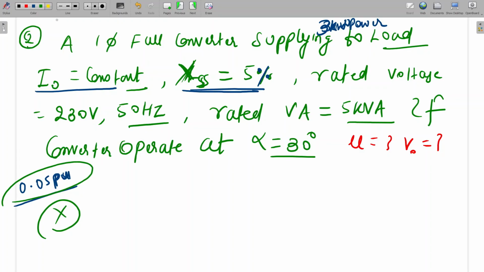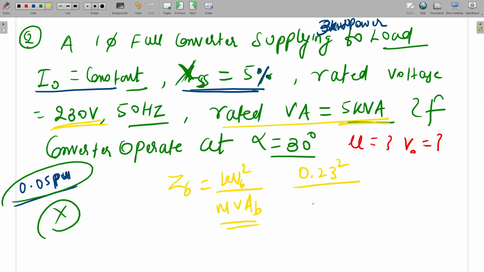Here if you see, the rated kVA is 5 kVA and the rated voltage is 230 volt. So what is the Z base? Z base is kV base whole square divided by MVA base. The kV is 0.23, whole square, divided by the MVA, which is 5 kVA divided by 1000, so 0.005 MVA.